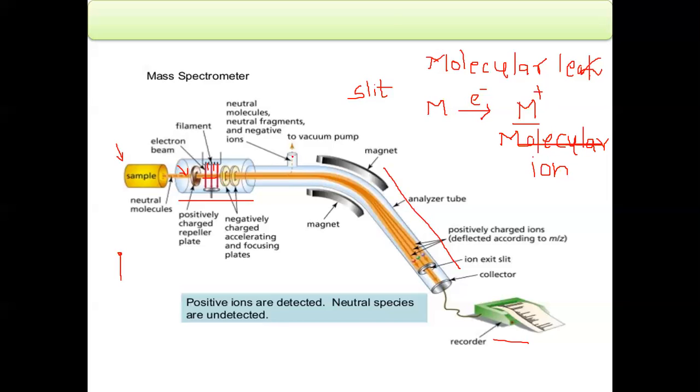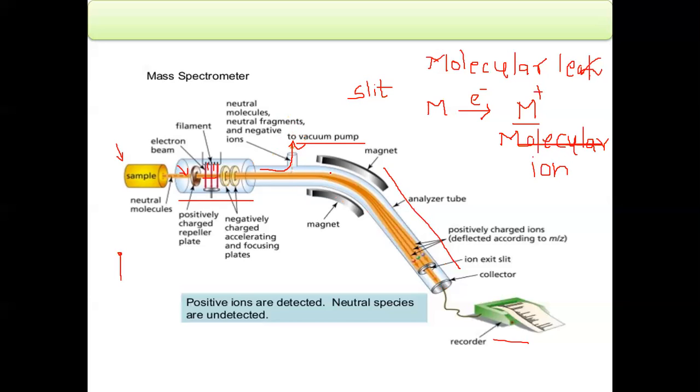From this field-free region, the neutral molecules and some of the negatively charged ions are removed from the mass spectrometer through this vacuum pump. So through this part, the negatively charged ions and neutral fragments are removed from the mass spectrometer. Only positively charged ions are forwarded, or they are accelerated.